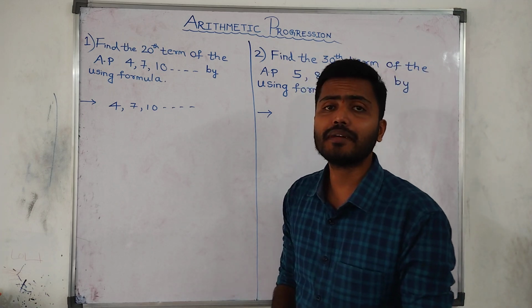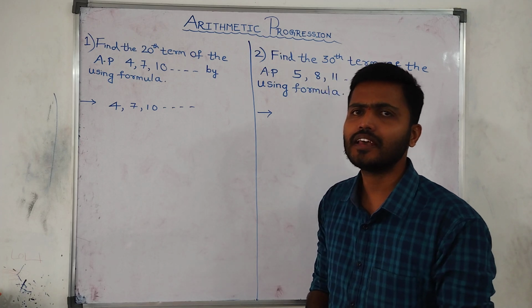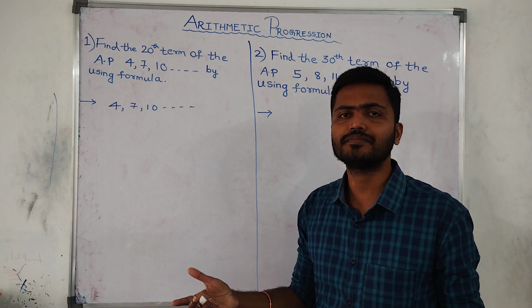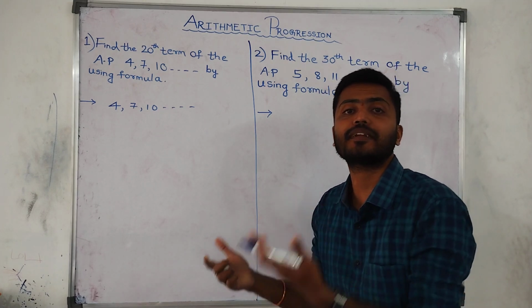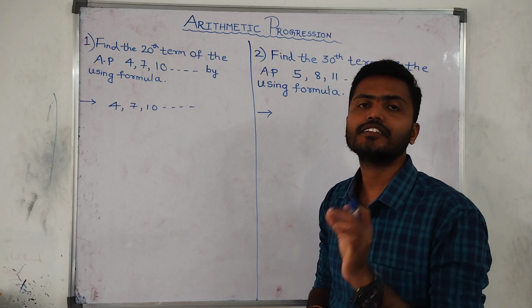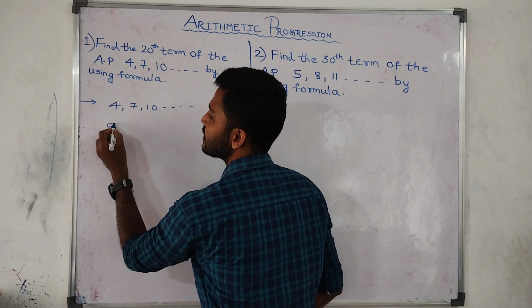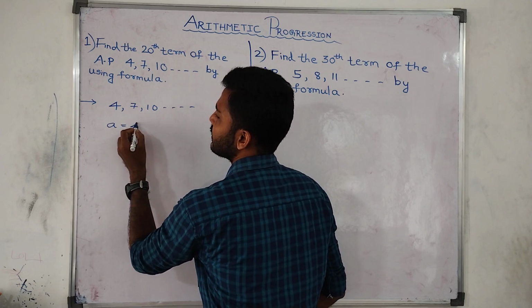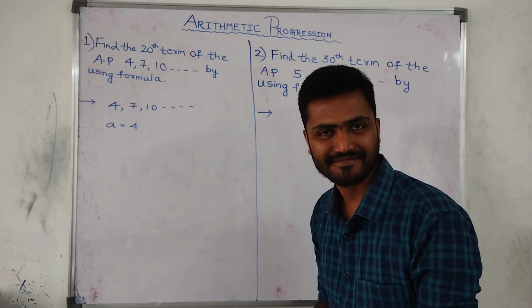Can you tell me my dear students, how do we represent the first term of an arithmetic progression? Yes, you are absolutely right. We represent the first term of an arithmetic progression using the small English alphabet a. So here the letter a represents the first term of an arithmetic progression, which is 4.